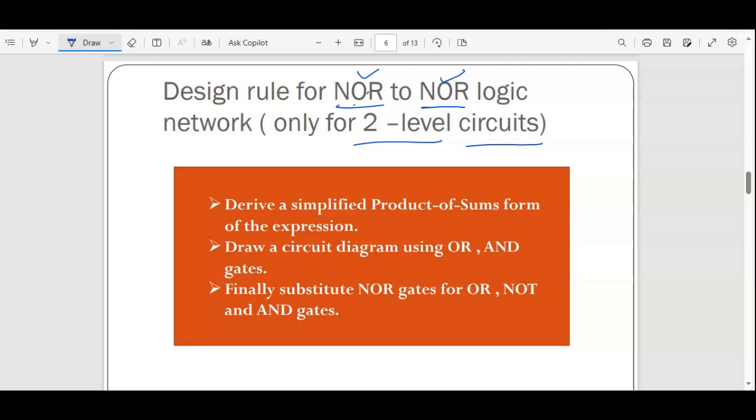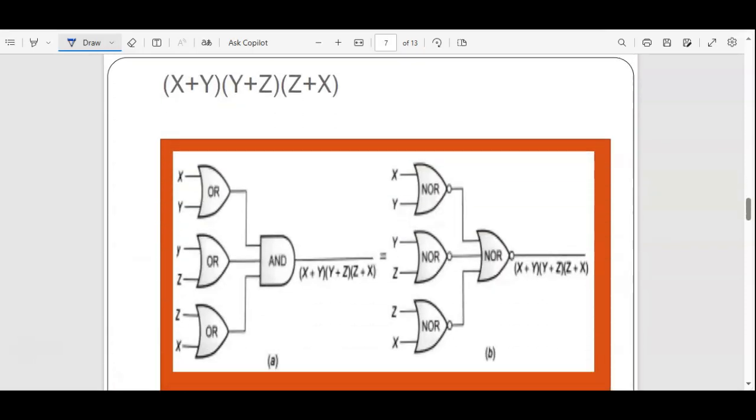So we simplify the expression to product of sum form, and then draw a circuit diagram. They are just asking you to draw this circuit diagram with the help of the basic gates AND, OR and NOT. You can write these down, because these three are under the category of basic gates. And finally you will substitute the NOR gate instead, replacing the AND, OR and NOT gates by the NOR gate. So this is almost the same, we just should be clear with the diagram.